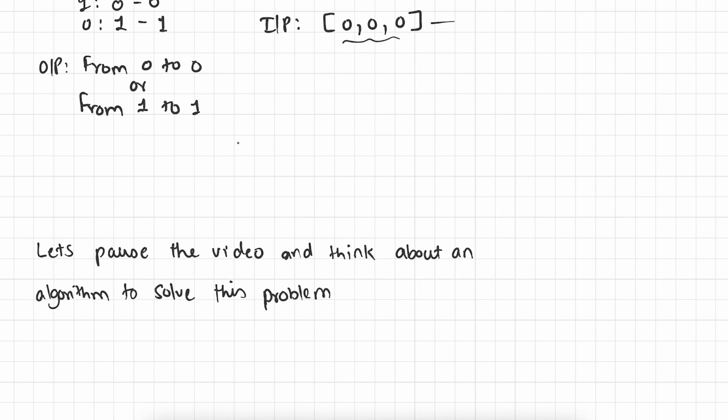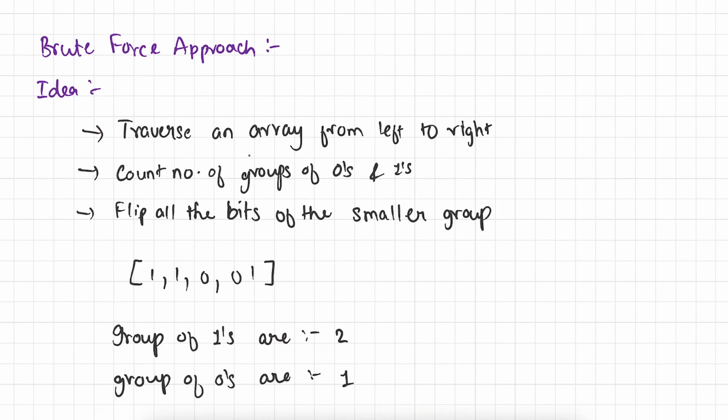So I hope now you have a good idea about this problem. So let's pause the video and think about an algorithm to solve this problem. Moving on, let's first see the brute force approach to solve this problem. The idea of brute force is pretty simple. First we have to traverse the array from left to right, and while traversing we have to count the number of groups of zeros and ones. And then we have to flip all the bits of the smaller group.